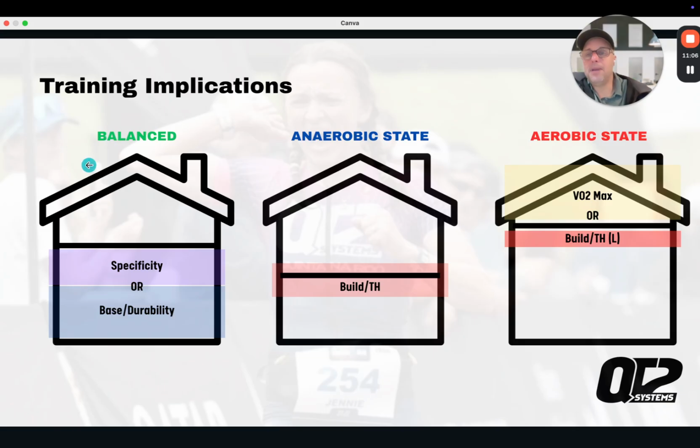If we go over here to the balanced state, we also have a decision to make. Here we have an attic size that is just right, so we have to make a decision relative to the race distance that the athlete is focused on. What is the athlete's limiter relative to their race distance? Is it durability, in which case we would do a lot of base and durability work, or is it execution, in which case we would do a lot of race specific kind of work?